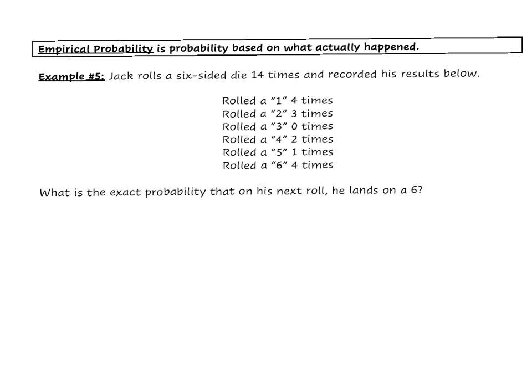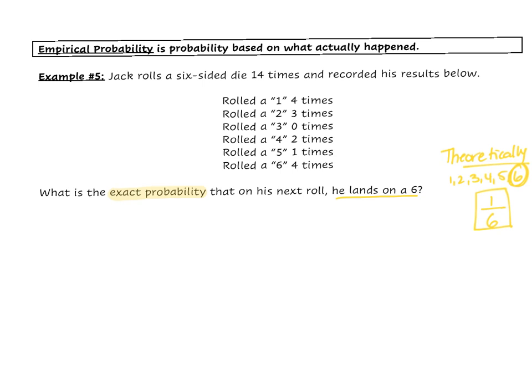So with empirical probability, it's probability based on what actually happens. So this is Jack. He rolls the six-sided die, but this time he rolls it 14 times and he records his results below. The question that I'm asking you now is what is the exact probability that he lands on a 6? Theoretically, if he was going to land on a 6, 1, 2, 3, 4, 5, 6, there's only one 6 out of six options. So theoretically, the probability that he lands on a 6 is only 1 out of 6.